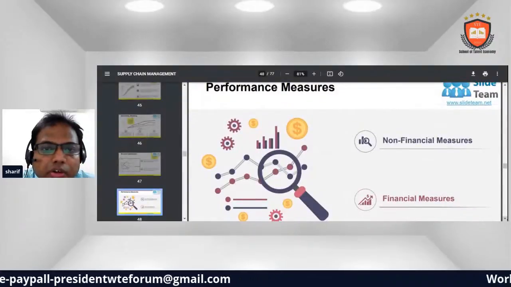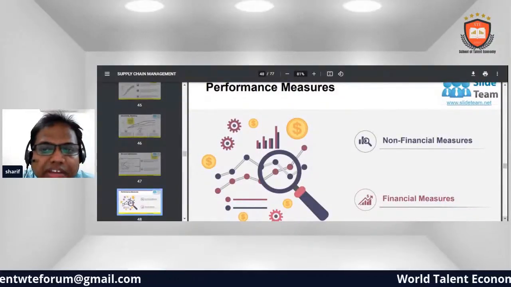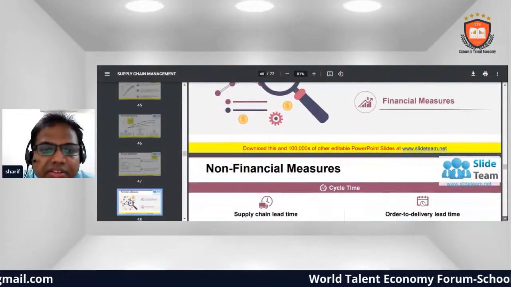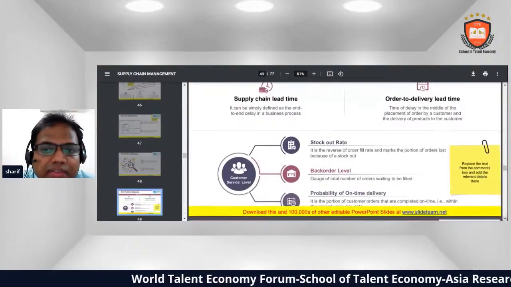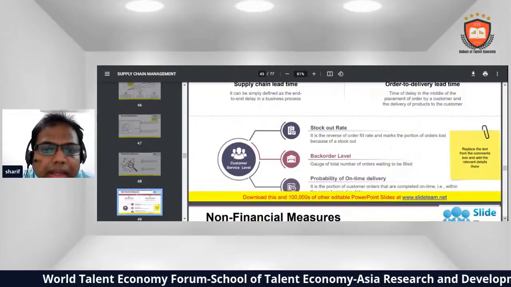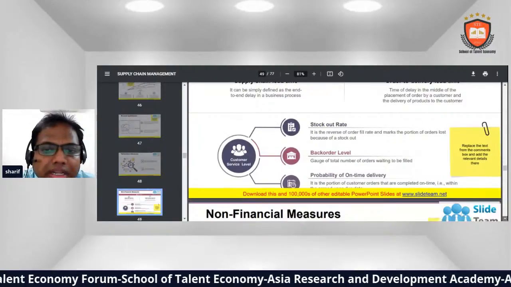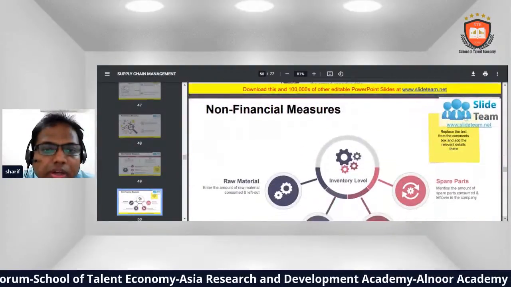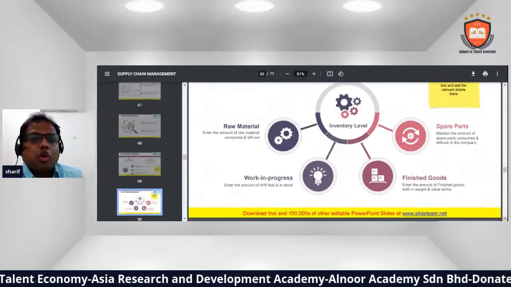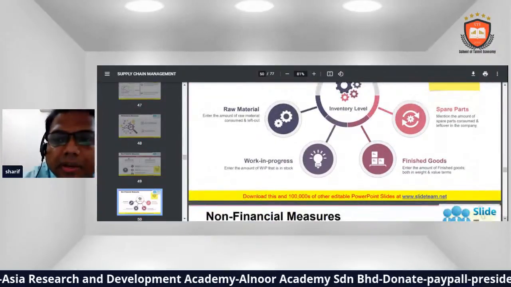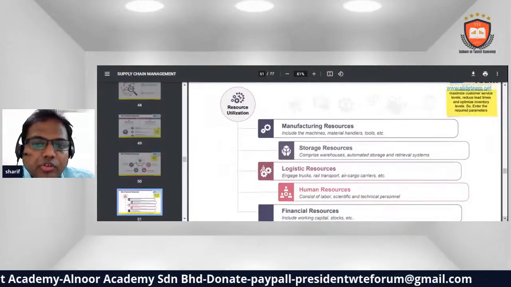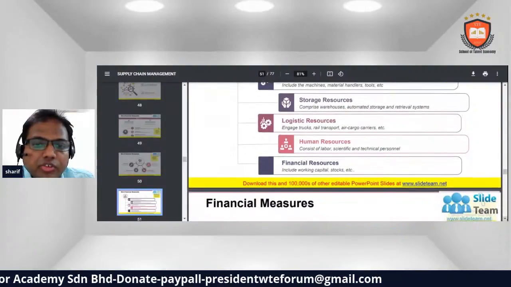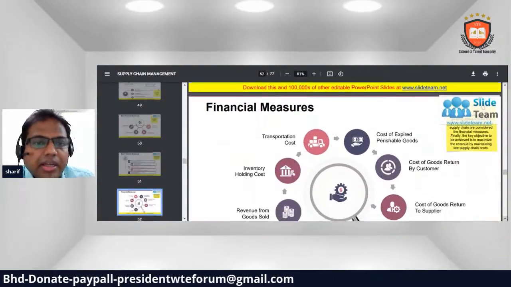Performance measures: we can use financial and non-financial measures. Non-financial measures include supply chain lead times, order to delivery lead time, stock out rate, back order level, probability of on-time delivery. Also raw materials, work in progress, spare parts and finished goods. Non-financial measures with manufacturing resources: shortage of resources, logistics, human resources and financial resources.